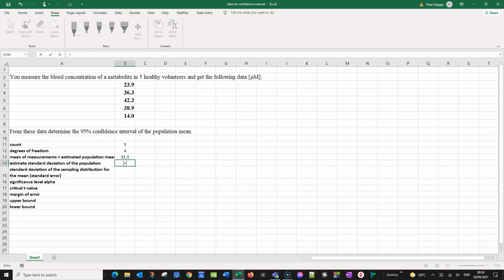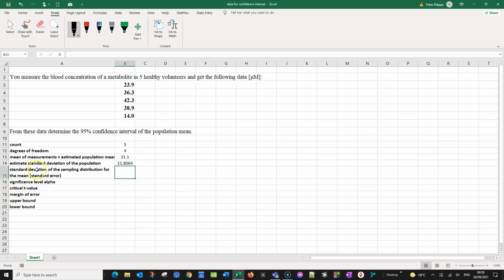So here we start with equals stdev, and you see we've got two different ones. This STDEV.S that we are going to choose here is the estimate of the standard deviation of the population when we are dealing actually with a sample. So that would be the right one. So let's double click that, and again we highlight the cells that we need and close the bracket, and we get our estimated standard deviation of the population.